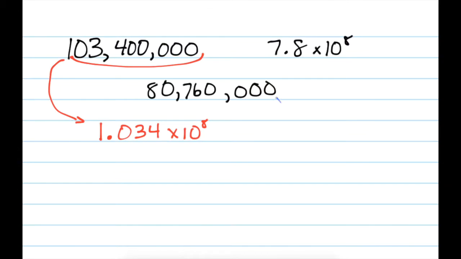With 80,760,000, we know that our decimal goes between the 8 and the 0, so that we have one non-zero digit to the left of the decimal. And we count how many times the decimal place had to move, which is 7 spaces.